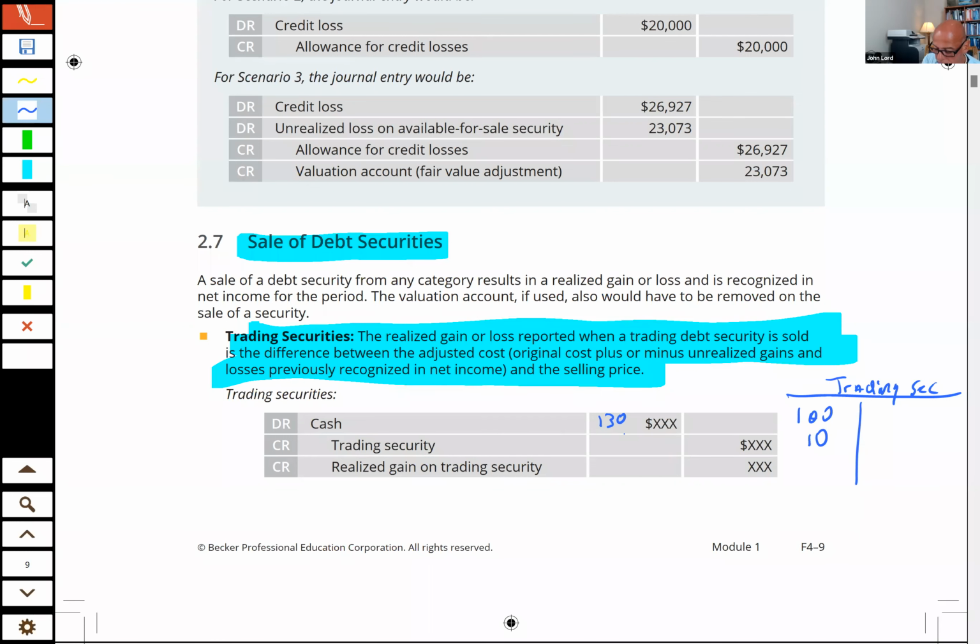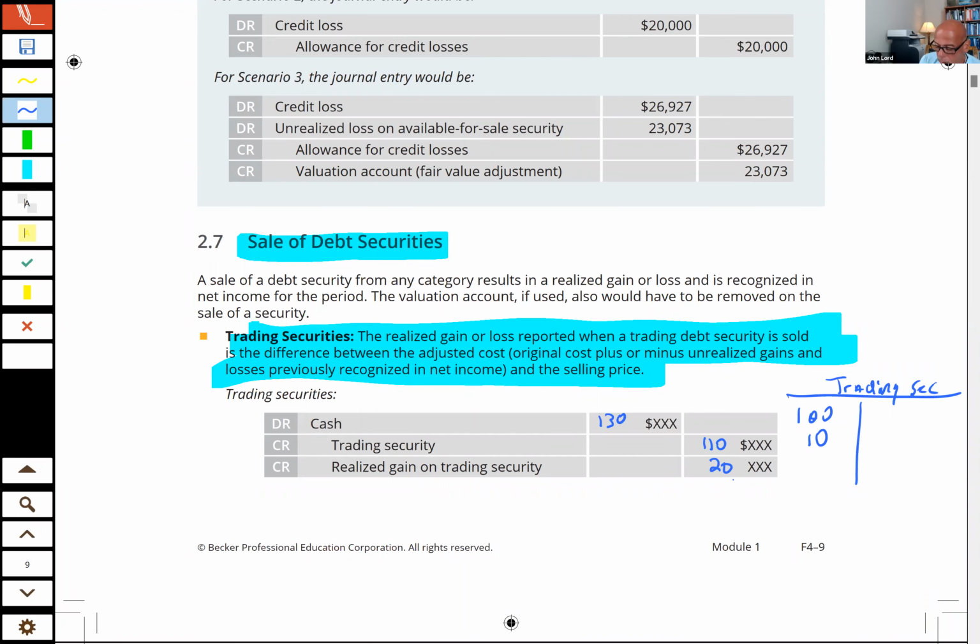So when you sell it for 130, of course, you would do what? You would debit the cash. You would credit the trading security for 110. And you would take the realized gain, and the realized gain is going to be this 20, which is the difference between what it was being carried for and what you ultimately sold it for in the year of sale, which is this 130.